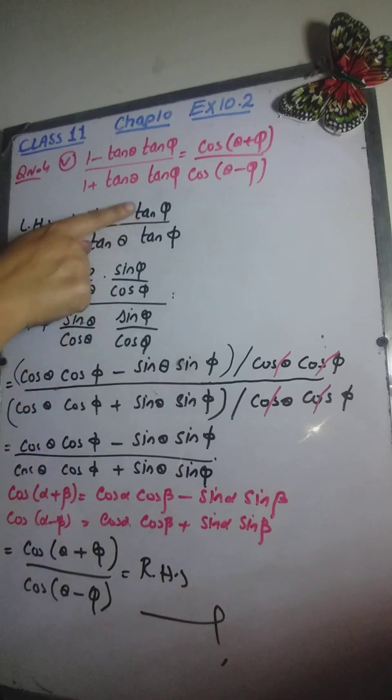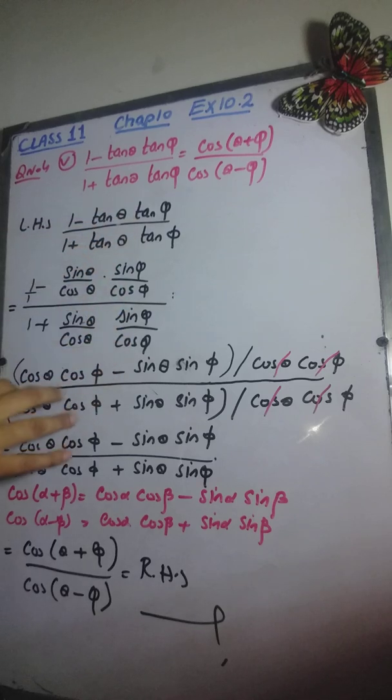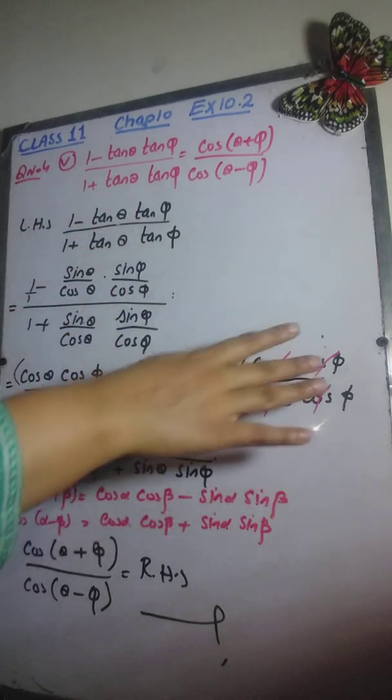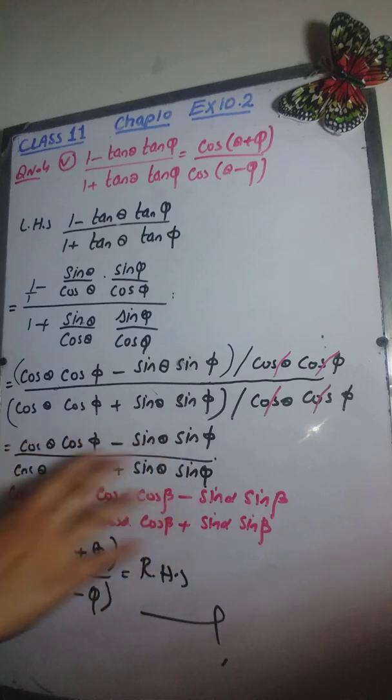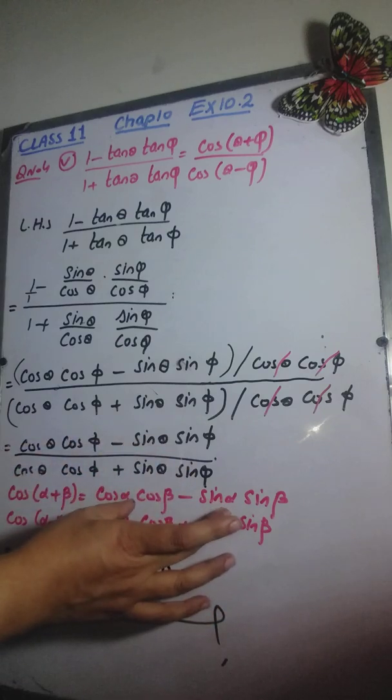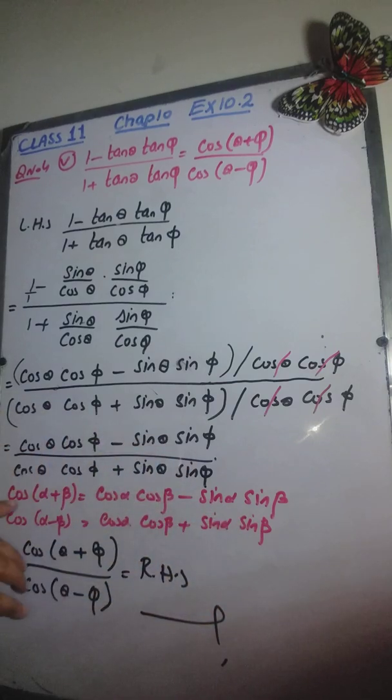First we have converted all tangent into sine over cos, and after taking the LCM the denominator is cancelled out, and after this we got the expression on the right hand side, which we have replaced by the expressions on the left hand side to get the required result.